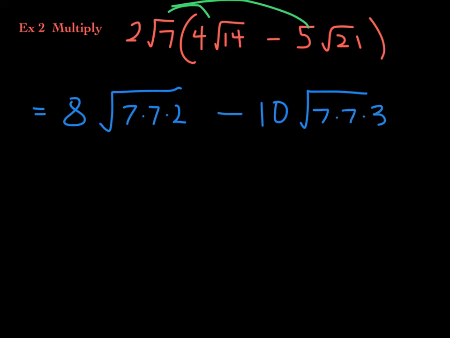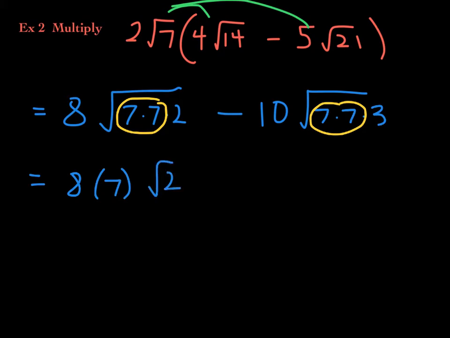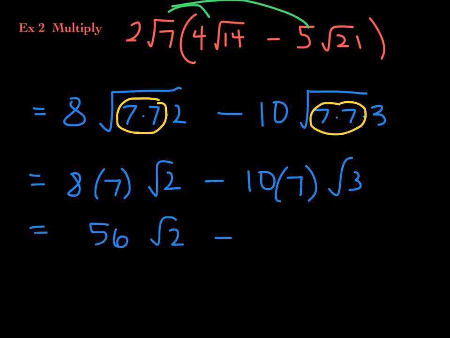Okay, everybody? Now, your index, don't forget, is 2, so that's a group and that's a group. So really this turns out to be 8 times 7 times the square root of 2 minus 10 times 7 times the square root of 3. 56 root 2 minus 70 root 3. Now we can't go any further here because everything is simplified and they're not like radicals.